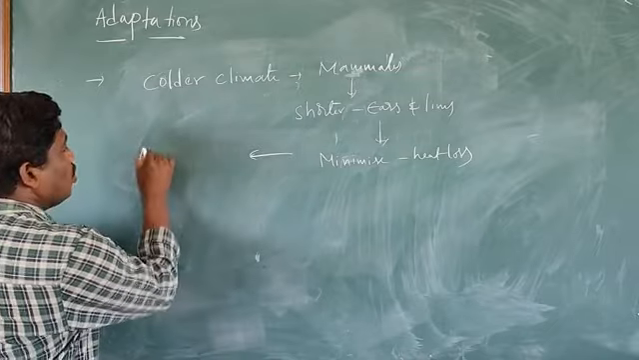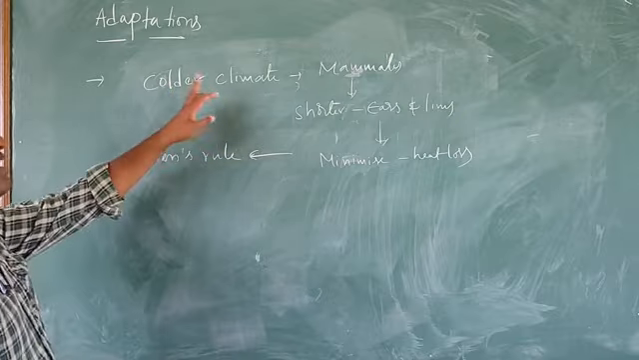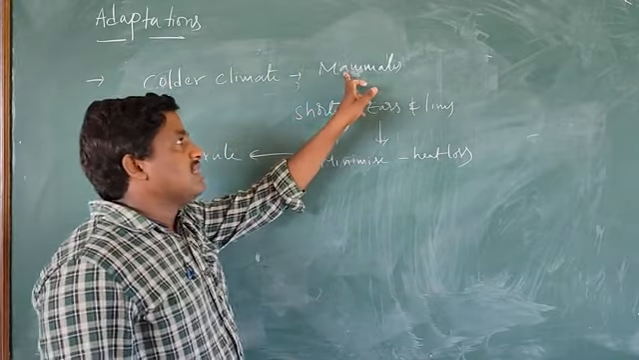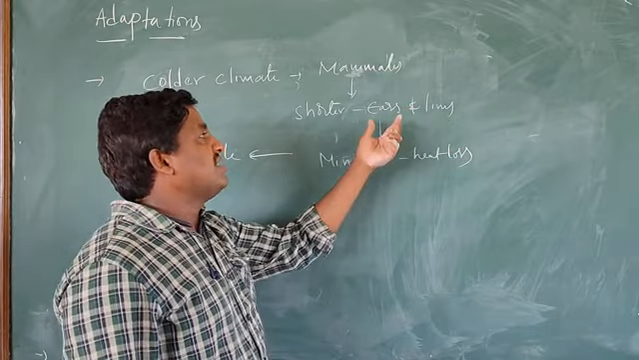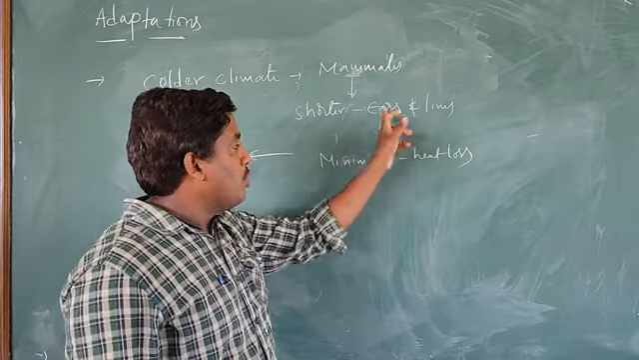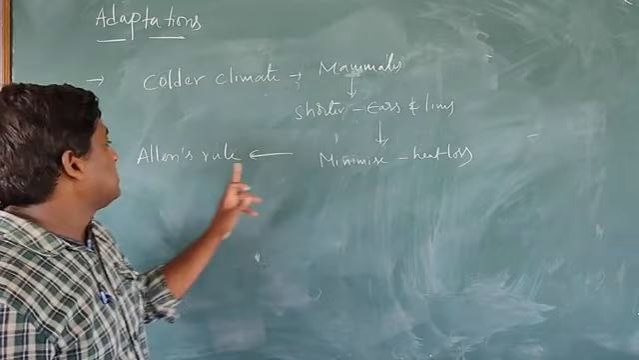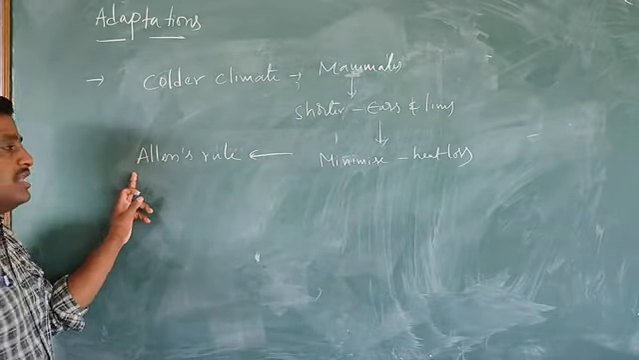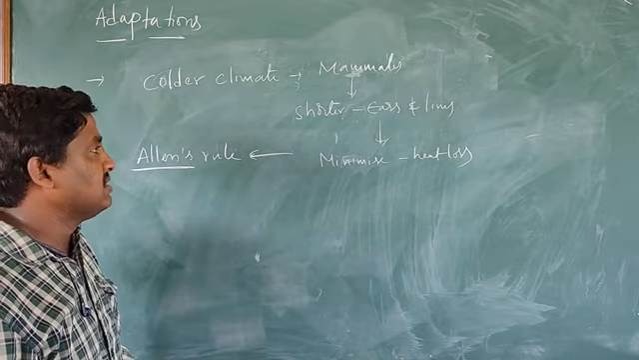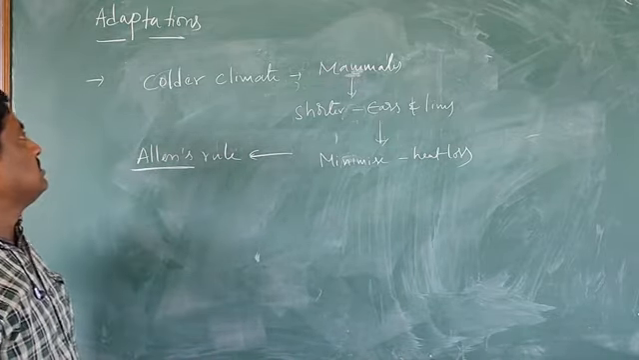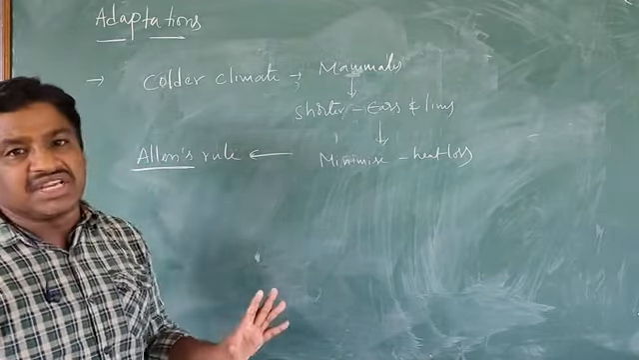So that's why this rule we call Allen's rule. In some colder climates, the mammals have shorter ears and also shorter limbs, to minimize the heat loss. Such a rule we call Allen's rule. The scientist Allen discovered and identified this process. That's how organisms live in such climatic conditions.